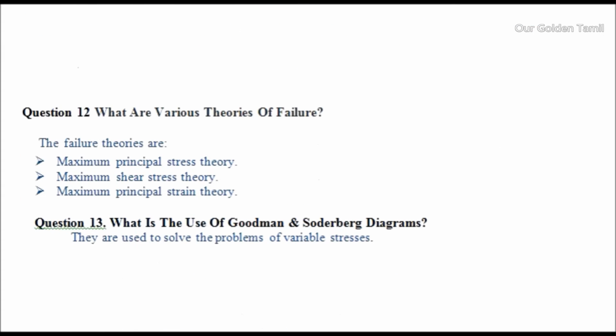Question 12. What are various theories of failure? The failure theories are: maximum principal stress theory, maximum shear stress theory, maximum principal strain theory. Question 13. What is the use of Goodman and Soderberg diagrams? They are used to solve the problems of variable stresses.